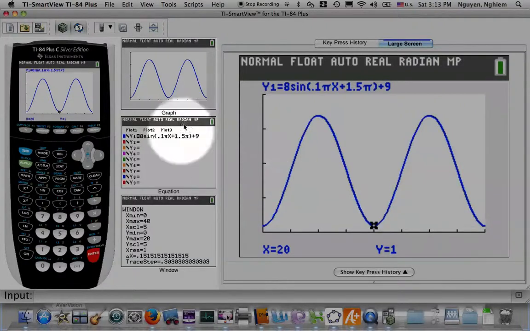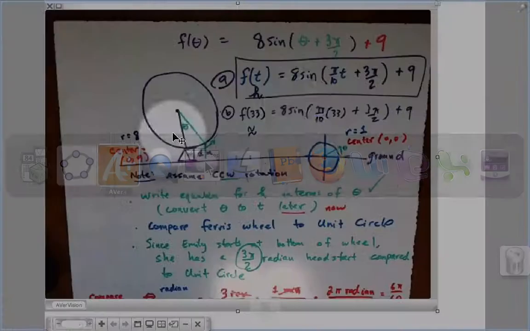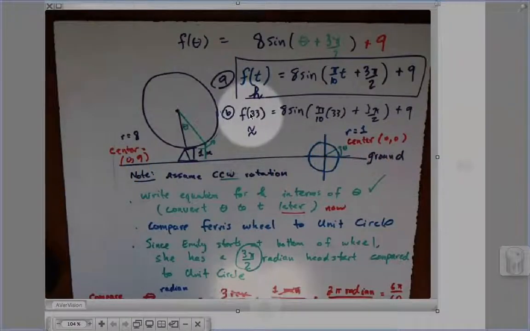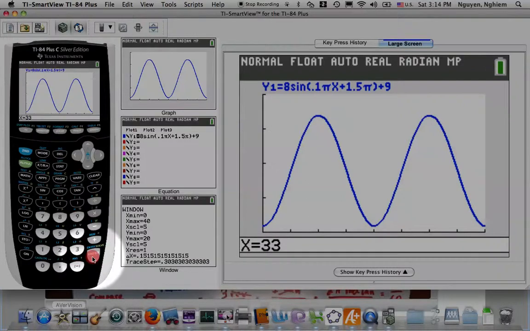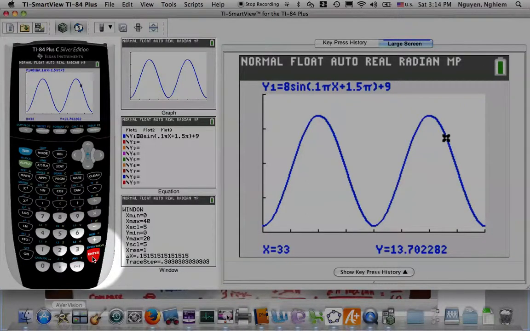Okay, so to solve our problem, I don't want to get too distracted here. We want to know f of 33, so we can just type in 33, hit enter, and there is your answer: she should be right around 13.7 feet above the ground.